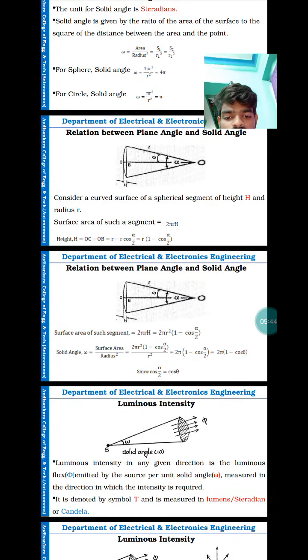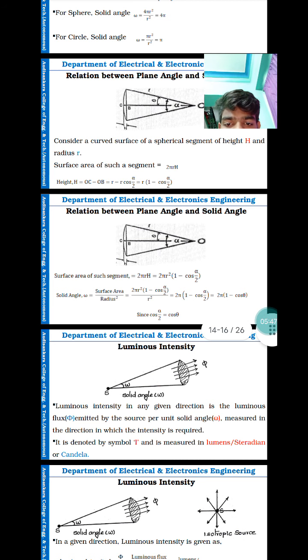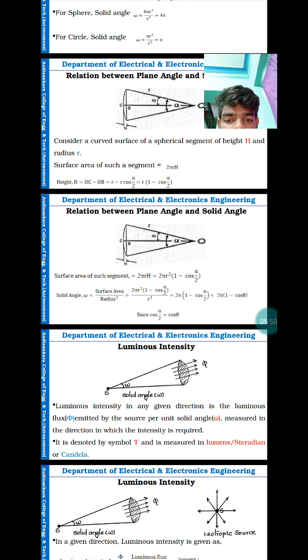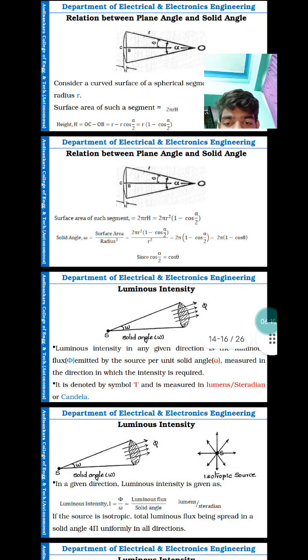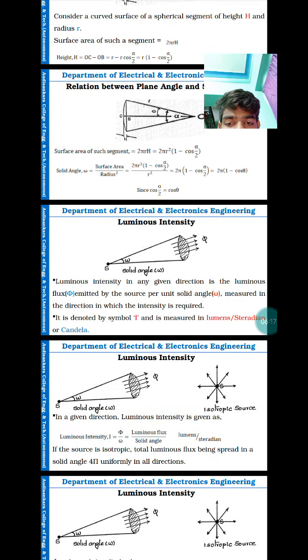Then coming to the luminous intensity. Luminous intensity in a given direction is the luminous flux emitted by the source per unit solid angle, that is omega, measured in the direction in which the intensity is required. The solid angle is shown by the luminous intensity figure. It is denoted by capital I and it is measured in lumen per steradian or candela. Luminous intensity I is equal to luminous flux by solid angle.